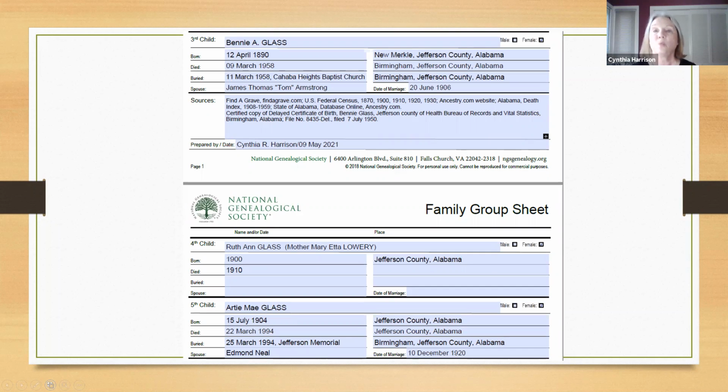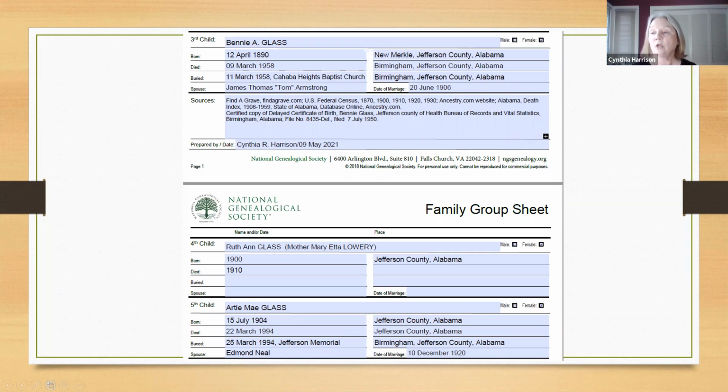Sources tells us where I found some of this information, whether it was from Find a Grave, from the census, from the Alabama Death Index, whatever you want to list of the information that you found or the resources that you found the information. And then put your name at the very bottom if you're the one preparing the sheet and the date that you started it.